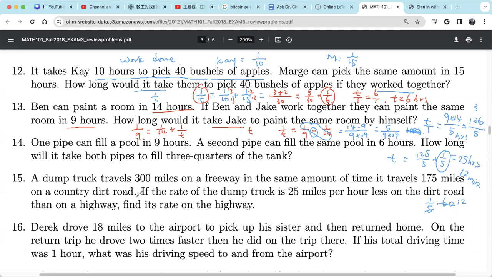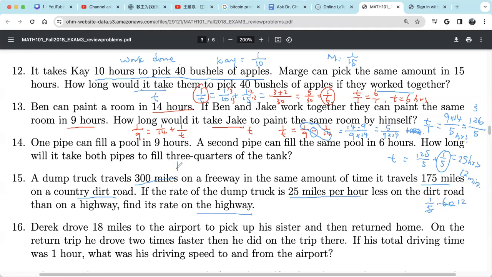Let's see, 15. A dump truck travels 300 miles on a freeway in the same amount of time it travels 175 miles on a country dirt road. If the rate of the dump truck is 20 miles per hour less on the dirt road than on the highway, find its rate on the highway. All right. So the dump truck travels 300 miles.